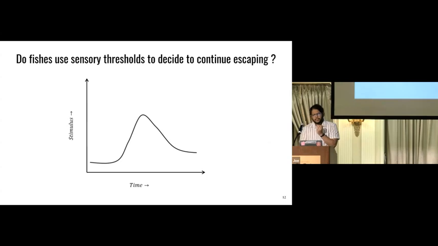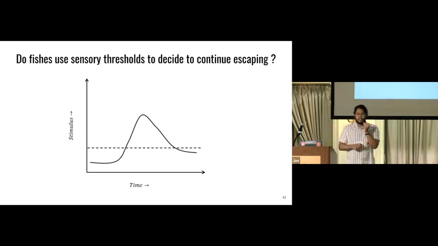A naive assumption is maybe they're using some kind of threshold. When the stimulus is below that threshold, you're not escaping. Once the stimulus gets above that threshold, you start to escape. As long as the stimulus is over that threshold, you keep on escaping. And once the stimulus goes down below this threshold, you stop escaping.